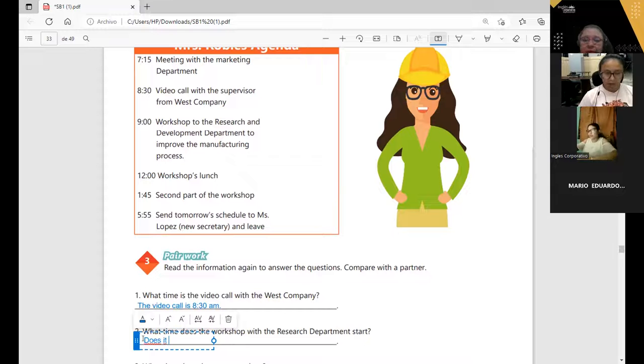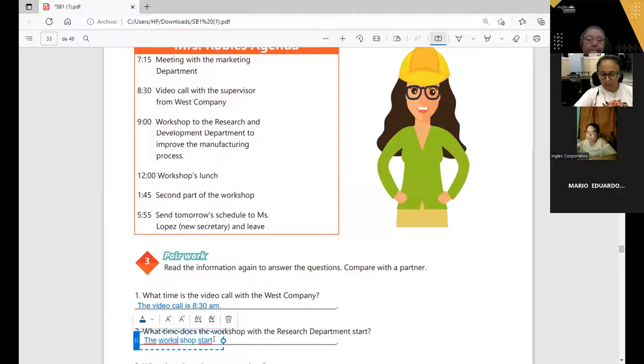Entonces, ¿cómo debería ser la respuesta? ¿Por qué pone does si es una respuesta afirmativa? The workshop es el sujeto de la oración. The workshop starts. The workshop is start. No, eso está mal. You need an S for third person singular. Workshop va unido. Pero al verbo usted le tiene que agregar una S porque el sujeto de la oración es tercera persona de singular. Por eso a start le tiene que agregar una S.